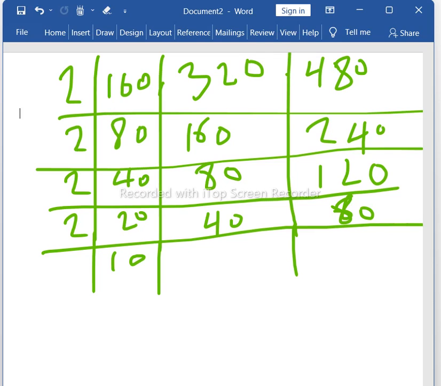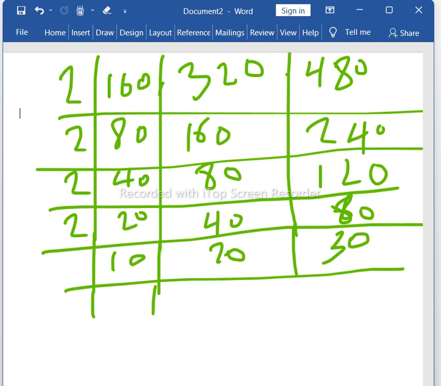So 20 divided by 2 is 10. 40 divided by 2 is 20. 60 divided by 2 is 30. Again, we continue dividing these numbers by 2. 10 divided by 2 is 5, which is a prime number. Again 20 divided by 2 is 10. Again 30 divided by 2 is 15.